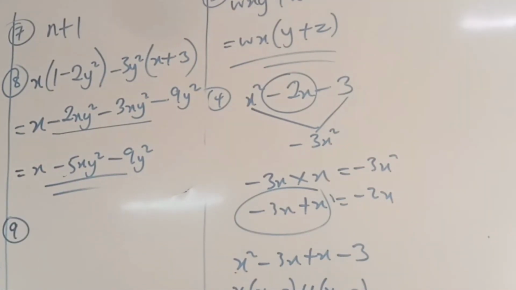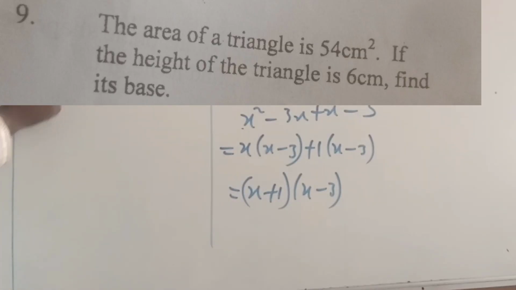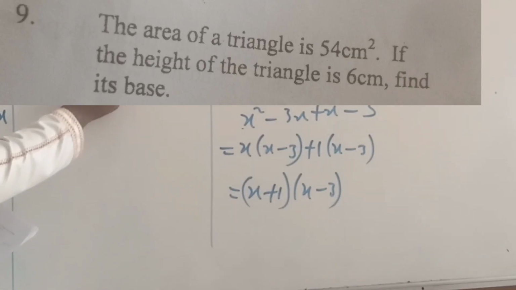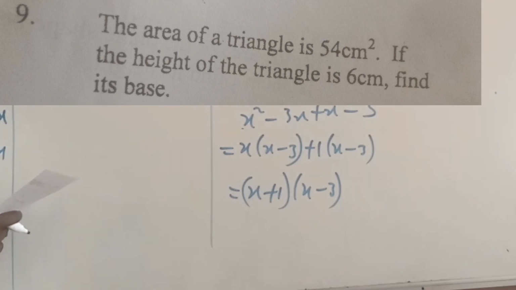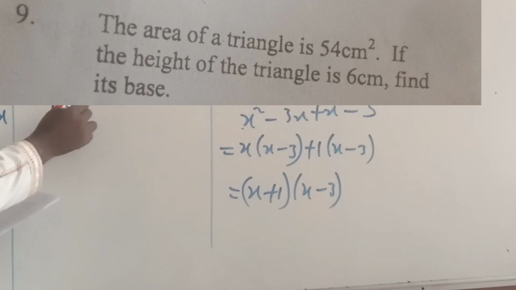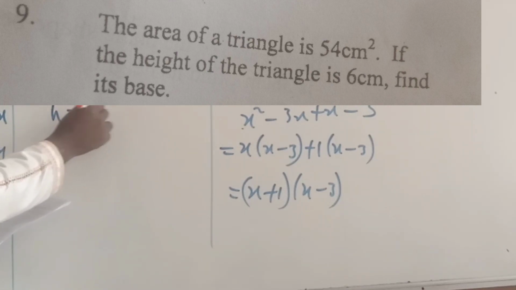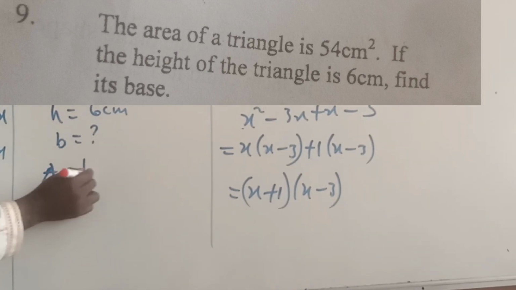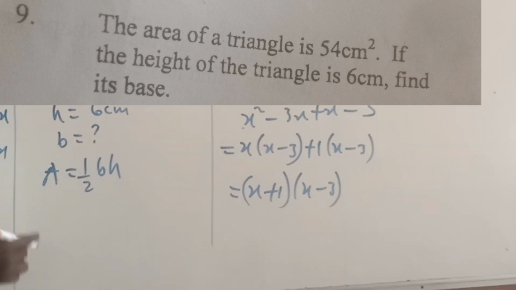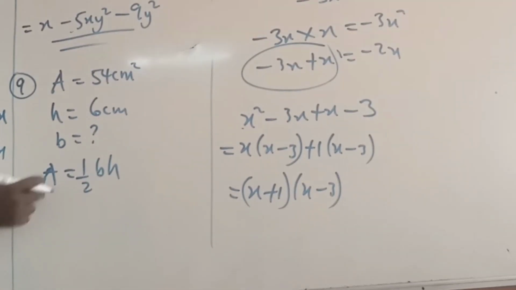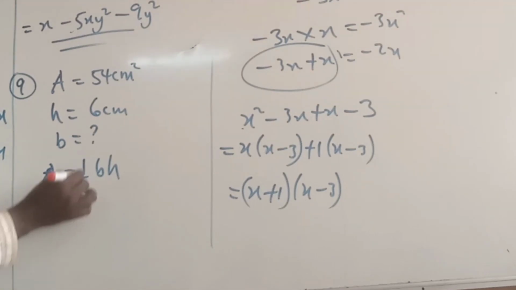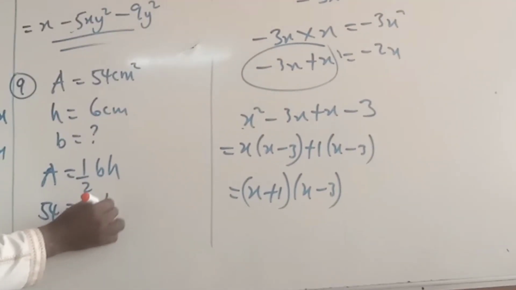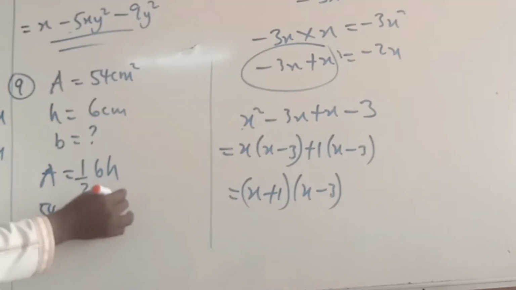Number 9. The area of a triangle is 54 centimeters squared. If the height h of the triangle is 6 centimeters, find its base. We are looking for what? B. So in that case, what is the area of a triangle? Half base times what? Height. So we just replace the values: A is 54, half times the base is what we're looking for. The height is what? 6.